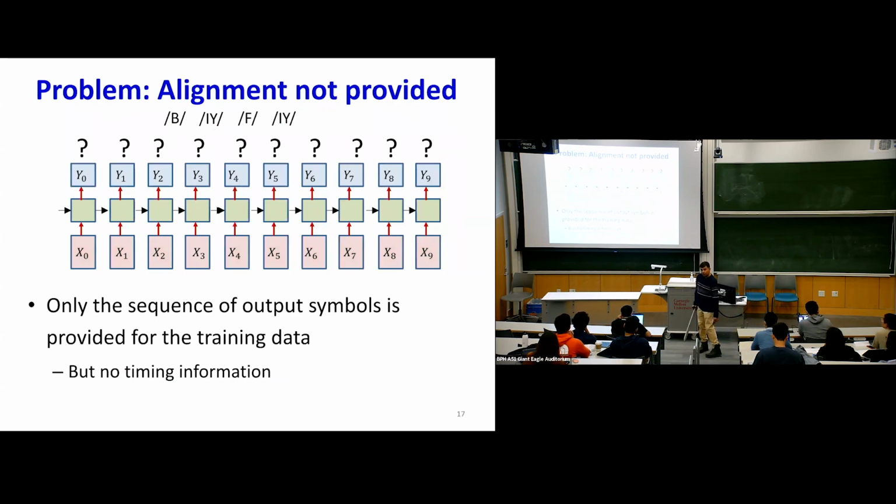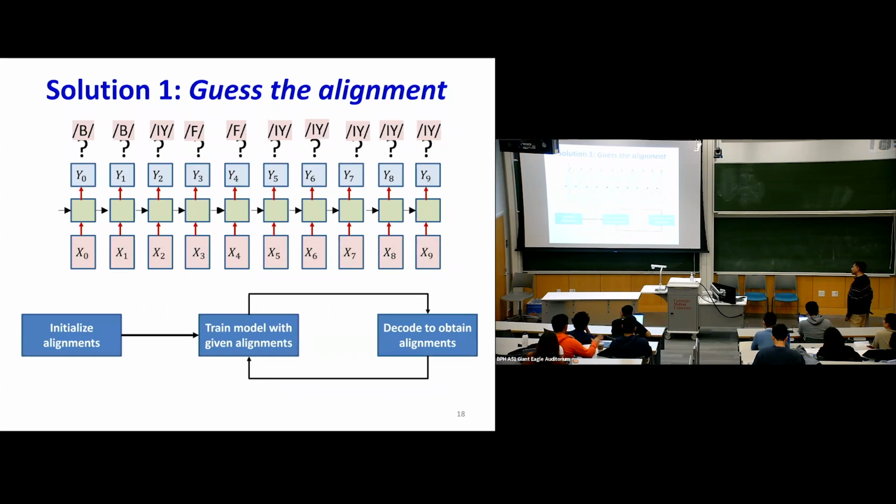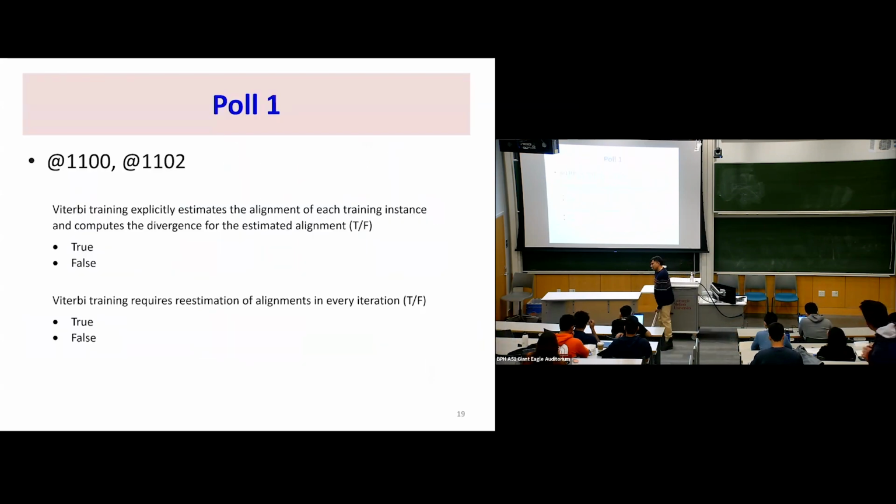Now, the problem we looked at is, how do we do this if you're not given the alignment? And so here we figured that what we can do is to guess the alignment. I sort of initialize a model, or maybe initialize some alignments, and then train a model, estimate the alignments, use the alignments to go back and retrain the model and repeat the process. And that's going to lead to our first poll questions.